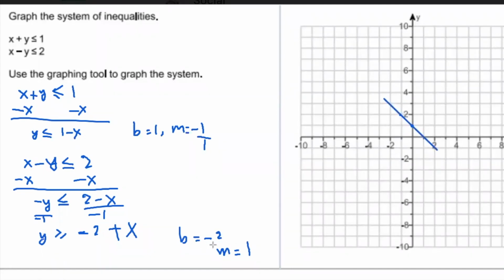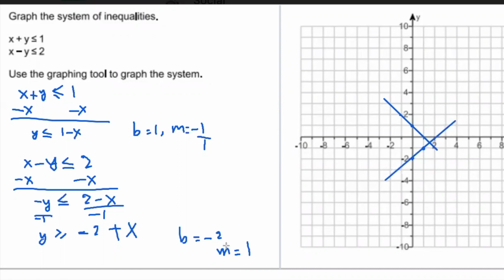Now for this one, b is negative 2. Again, we have to go along the y-axis to negative 2. This is my b, and from there m is 1. So from there we can go 1 unit up and to the right. So this is my second point. Now let's draw it. So this is also a solid line because it's more than or equal to. Maybe we can start from here and go through this point, like this.